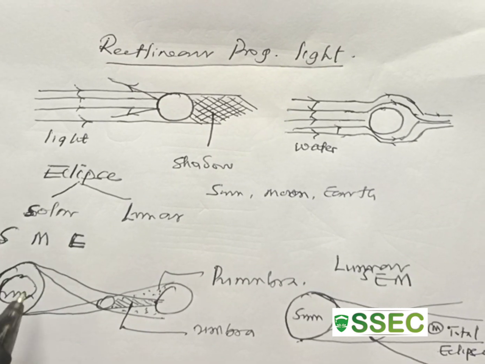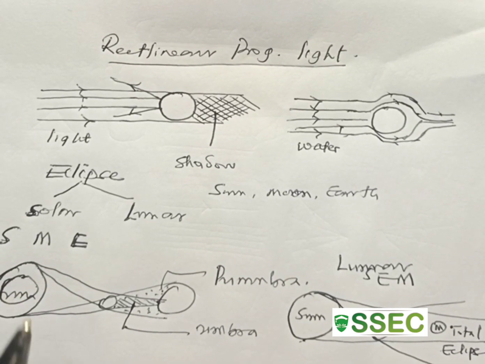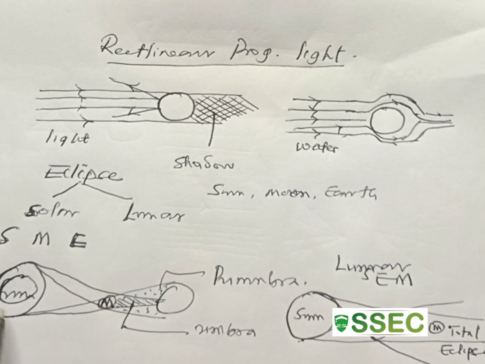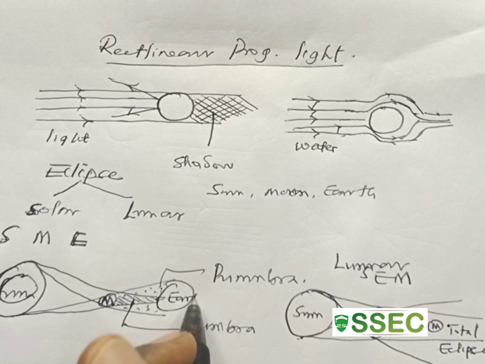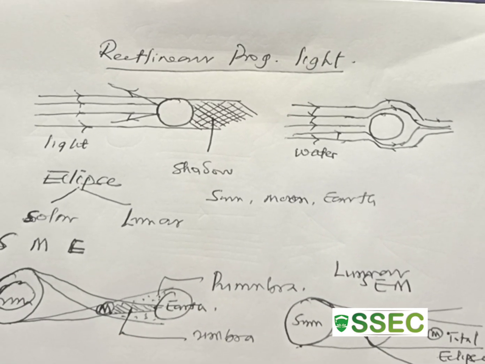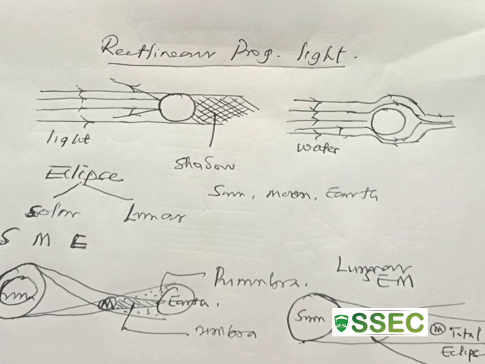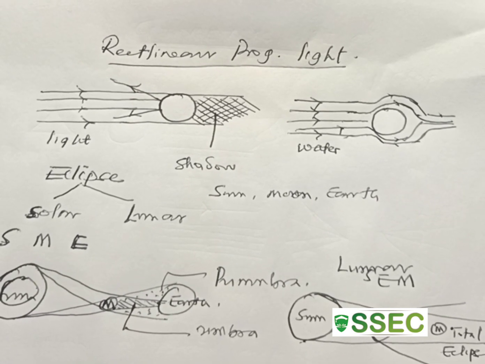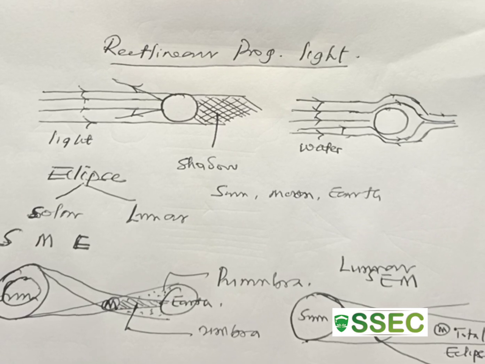And the arrangement of solar eclipse is what? Is SME, where the moon is between the sun and the earth. So another phenomena that we can use to describe light travels in a straight line is pinhole camera.